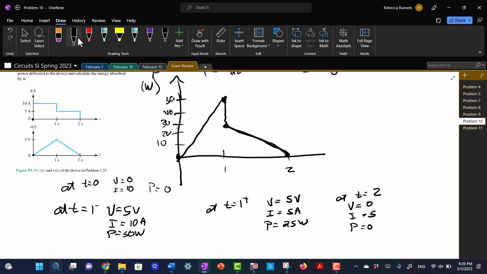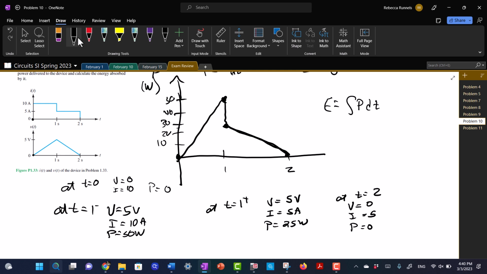Okay, so that is a graph of our power, but the question also asks me for the energy. And so the energy is the integral of the power with respect to time. So I could, and the book always does, come up with equations for these and integrate them. But I don't see any reason to do that because I can draw triangles and find areas. And that's a lot easier for me.